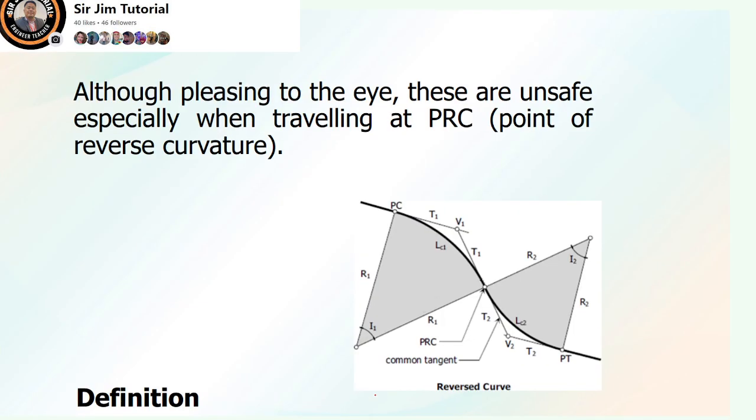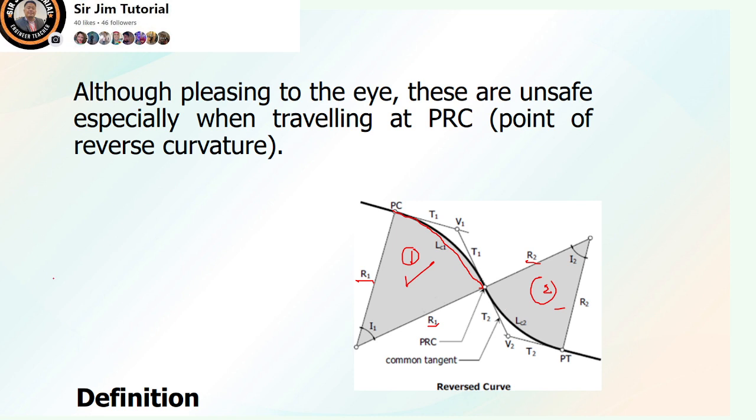Okay, now let's proceed to reverse curve. For the reverse curve, as you can see here, these are two curves in opposite sides. So the first chord, let us say you're traveling here, you have this curve, the radius is R1, and then in the opposite side you have R2. This is simple curve number 1 and simple curve number 2, but in reverse direction.